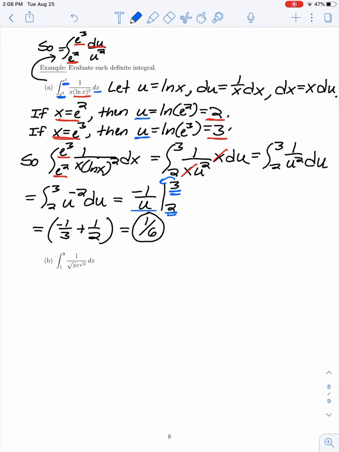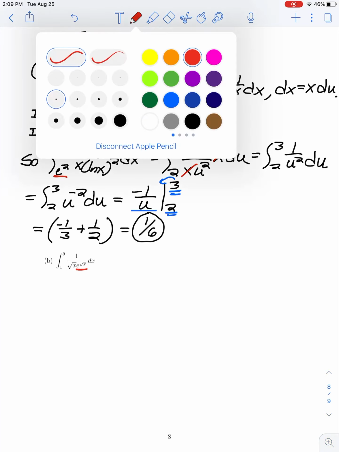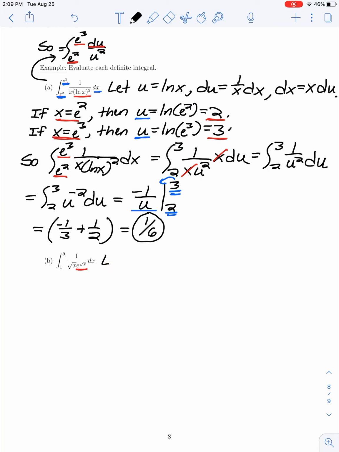So in part B, we have the definite integral from 1 to 9 of 1 over the square root of x times e raised to the square root of x. So when I'm looking at this example, what is it that makes me think substitution? Well, it's the fact that this denominator involves a composite function. It's e raised to the square root of x. So when I see that composite function, that makes me think of a substitution where u will be chosen as the inside function in my composition. In this case, the square root of x.